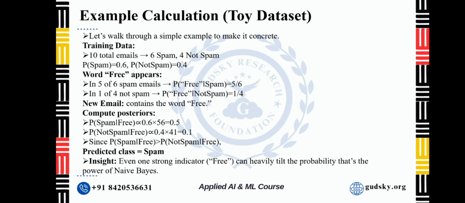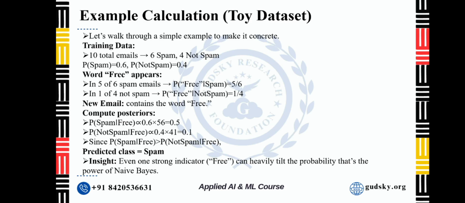This small example clearly shows how even one strong word like free can dominate the decision. That's the intuitive power of naive Bayes. It doesn't need deep networks or large training data, just the right probabilities.